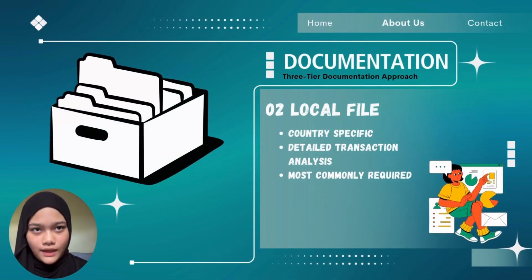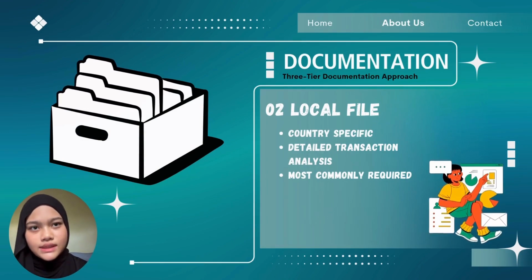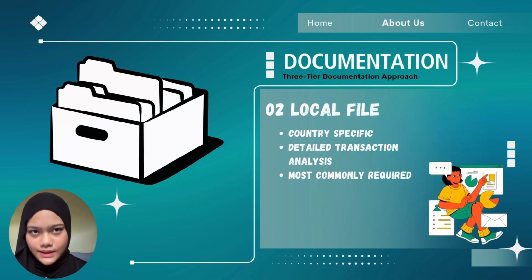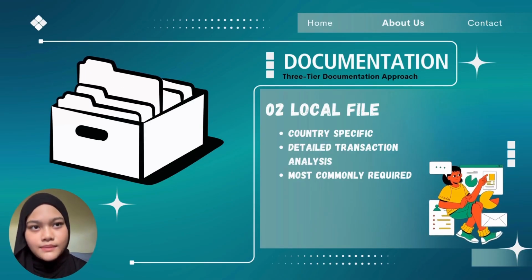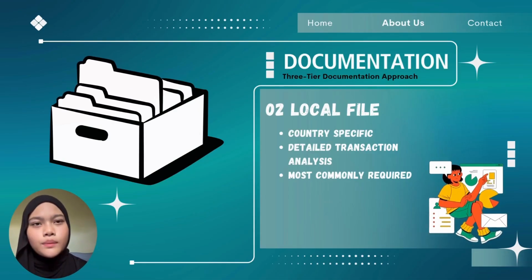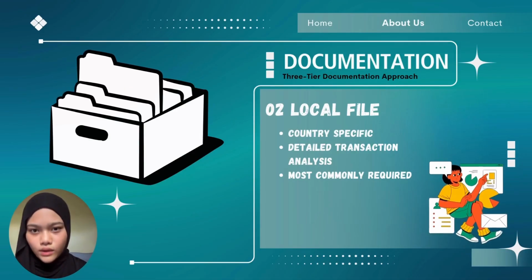Second is the local file. It focuses on transactions in one specific country. It contains detailed information such as related party, transaction, functional analysis, transfer pricing methods, and benchmarking studies. Most companies with related party transactions are required to prepare a local file.